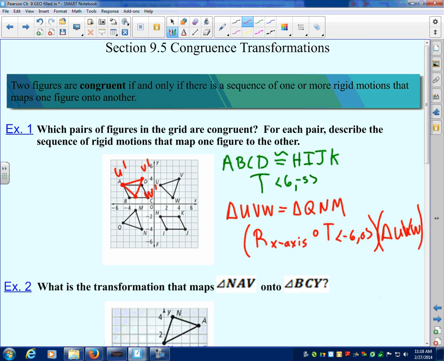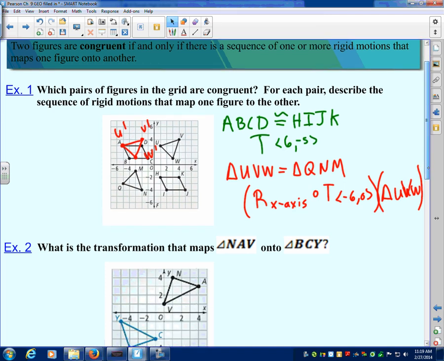Now I'm not saying that's the only way. There are other ways to do it. The rotation could probably work. It looked like it could be a rotation, but it wasn't going the rotation direction that we normally go. But if you can see it here, slide, that's what this is, 6 units left, 0 up or down, and then flip it over. And you've got it.